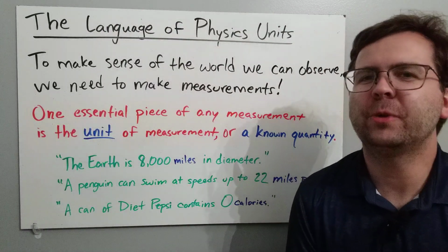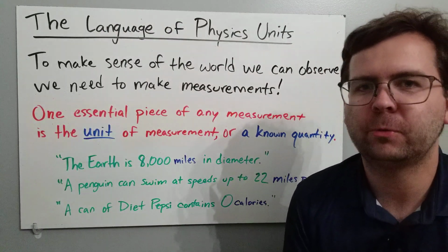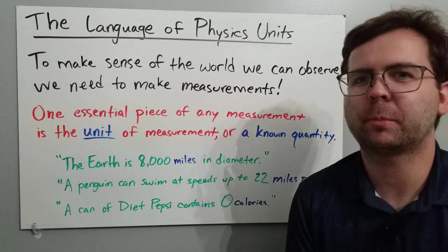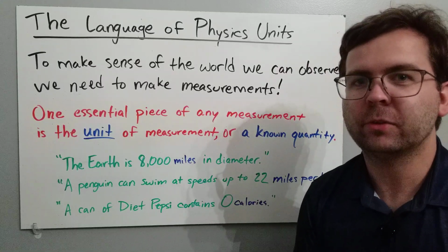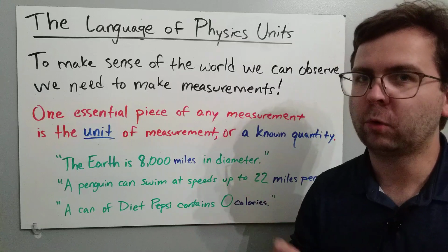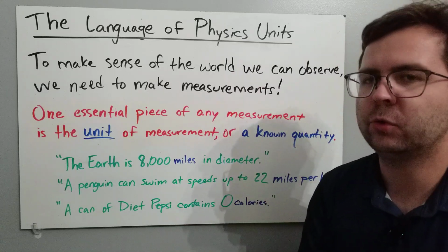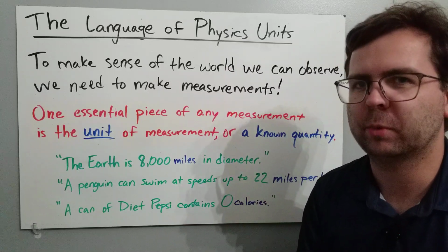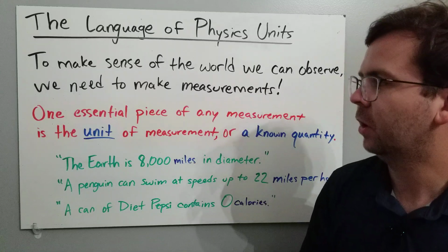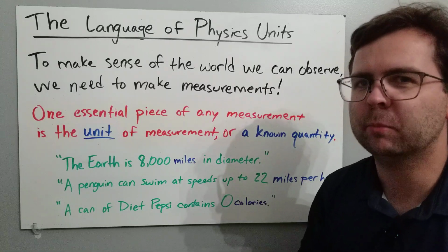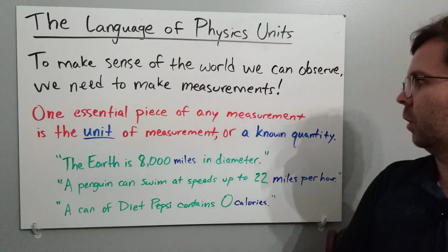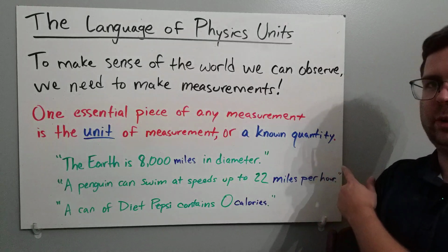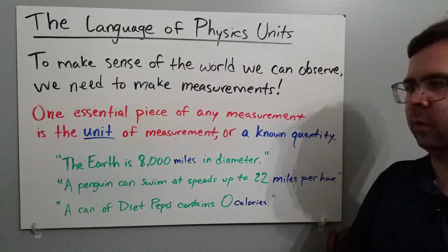Hi, this video is about the language of physics: units and metric prefixes. In physics, we want to make sense of the world, and in order to do that, we need to make measurements. We need to measure things. One essential piece of any measurement is the unit of measurement, or a known quantity. That's what a unit is, a known quantity.